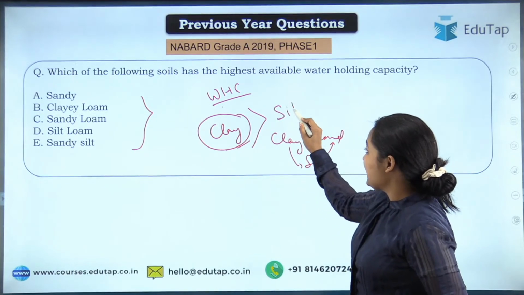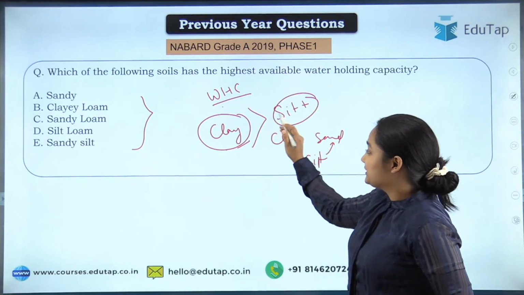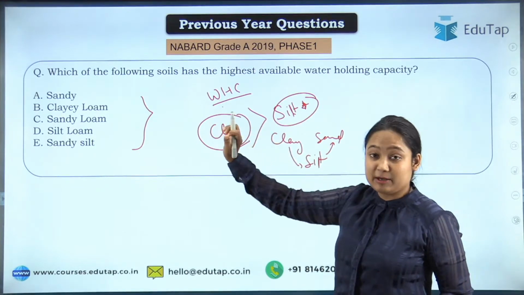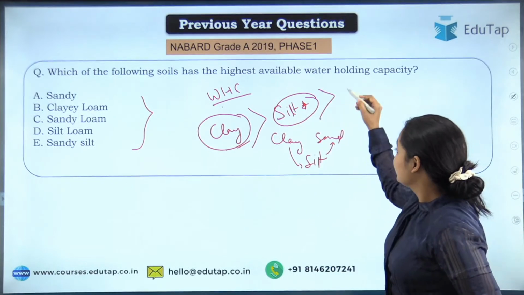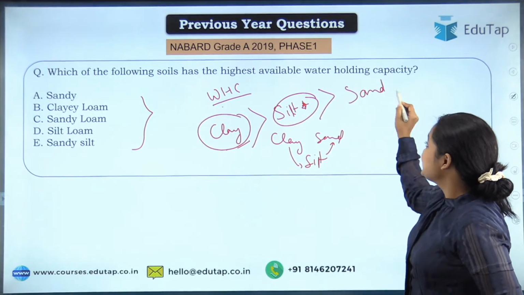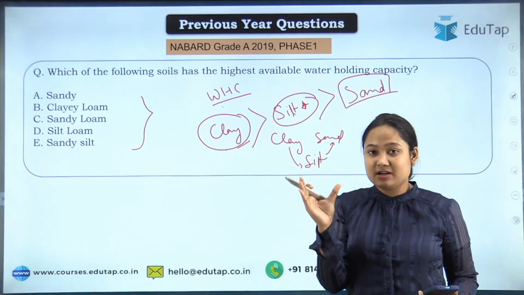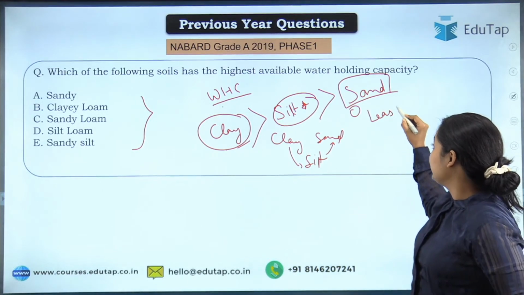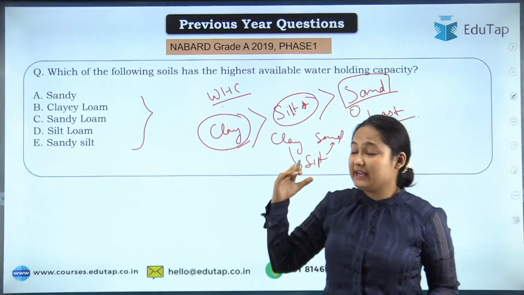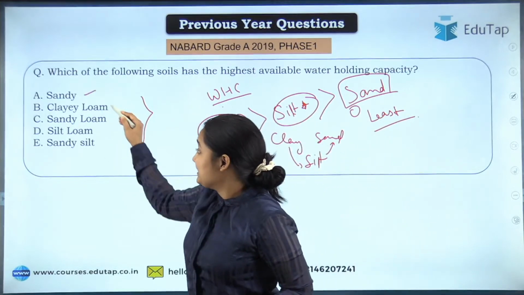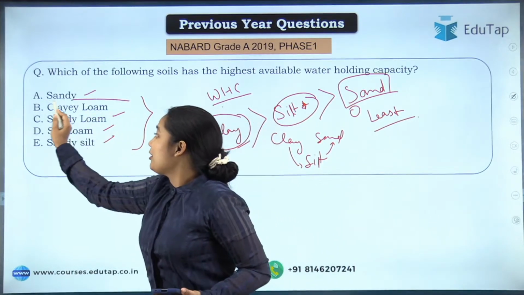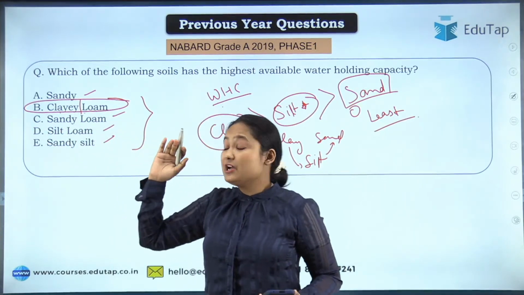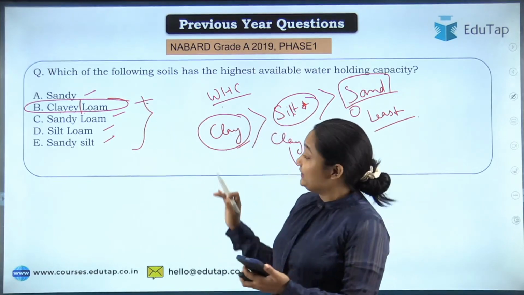Then there is silt. As silt particles are much bigger than clay, silt has moderate water holding capacity compared to clay. Then there are sand particles, which have the biggest size in the soil. That's why they have the least water holding capacity, so sandy soil has the least water holding capacity. Only option B contains clay loam, which means it contains a mix of clay soil and loam particles. So the correct answer is clay loam.